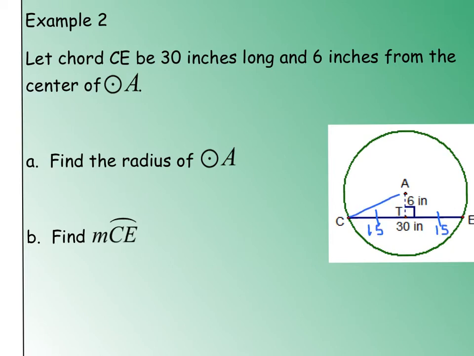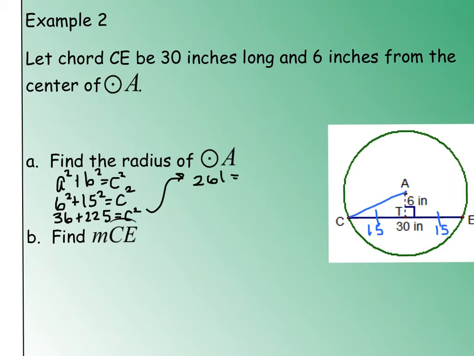I can go ahead and close up this figure, and that gives me a right triangle. So I know I can solve for a missing side in a right triangle using a squared plus b squared equals c squared. I'm trying to solve for my hypotenuse, so I can think that 6 squared plus 15 squared equals c squared, or 36 plus 225 is equal to c squared, which leads me to 261 is equal to c squared. To get c by itself, I square root both sides, which gives me an approximate radius of 16.2 inches.